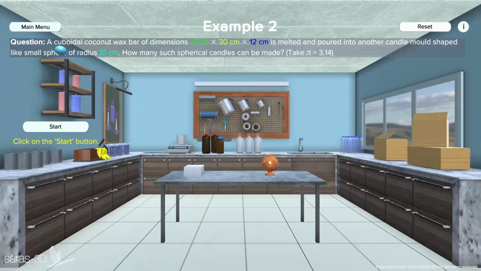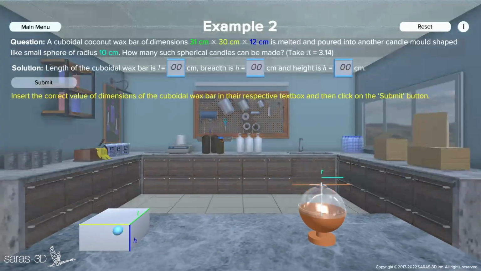Second question: a cuboidal coconut wax bar of dimensions 31 centimeter by 30 centimeter by 12 centimeter is melted and poured into another candle mold shaped like a small sphere of radius 10 centimeter. How many such spherical candles can be made? Here we have to take pi equal to 3.14. Okay, so here a wax candle is given to us, which is in the shape of a cuboid. Now this cuboidal coconut wax bar is melted and some spherical candles are made.